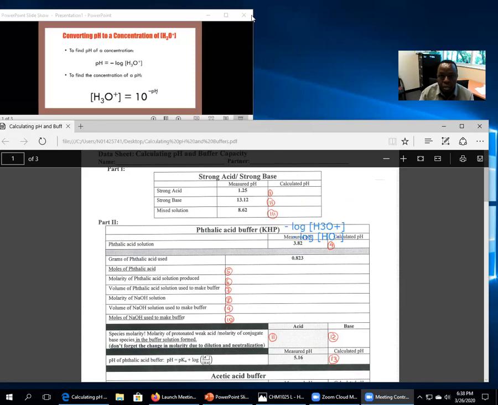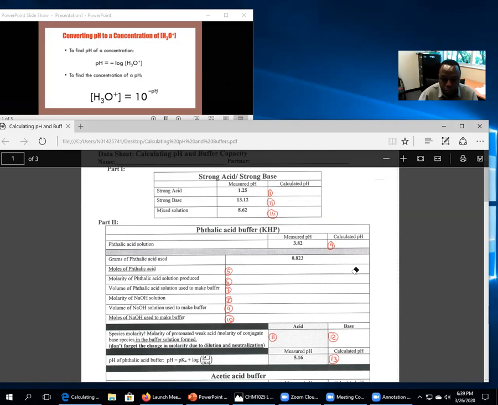And as I said, you have to show your work. Remember there are significant figures. What I want to do is erase here so that I have space for part two. Any question on part one? All right. Part two is preparation of a buffer solution, a buffer solution of phthalic acid or KHP, potassium hydrogen phthalate.